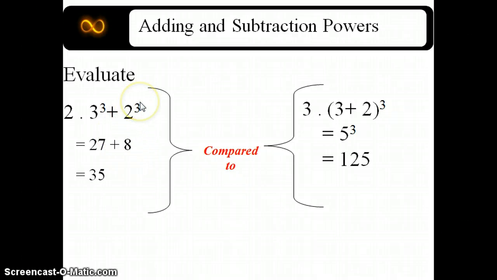2 to the power of 3 is not 6. It is 2 times 2, which is 4, times 2 again, which is 8. And then we add them together to get 35.